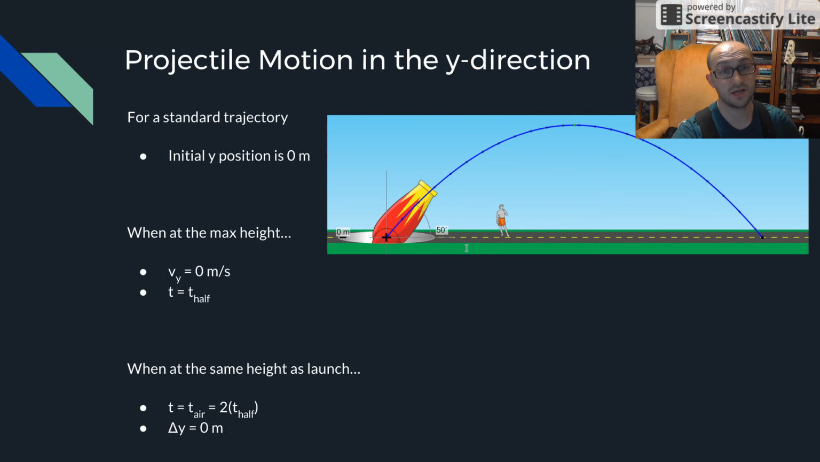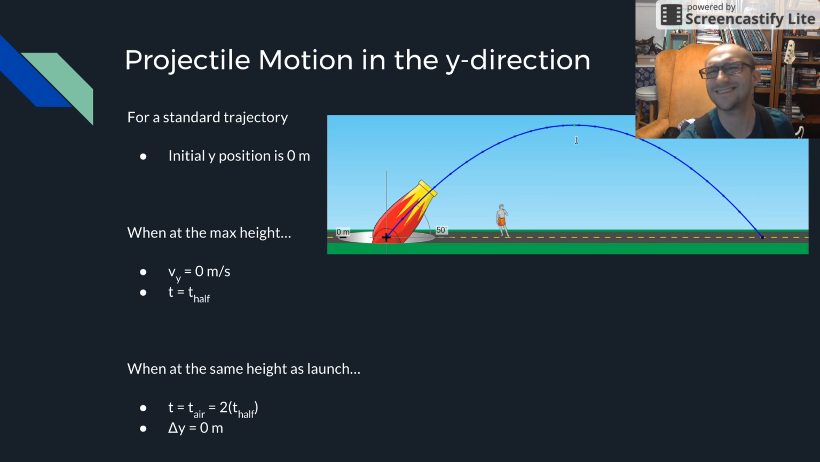So, for instance, here is a trajectory. Something launched at 50 degrees goes up, reaches its maximum height, and then comes back down again. For a simple trajectory like this, here are some things that are always true. The initial position is going to be 0 meters in the y direction. At that max height, which on this picture is a green dot right there-ish, the velocity in the y direction is 0.